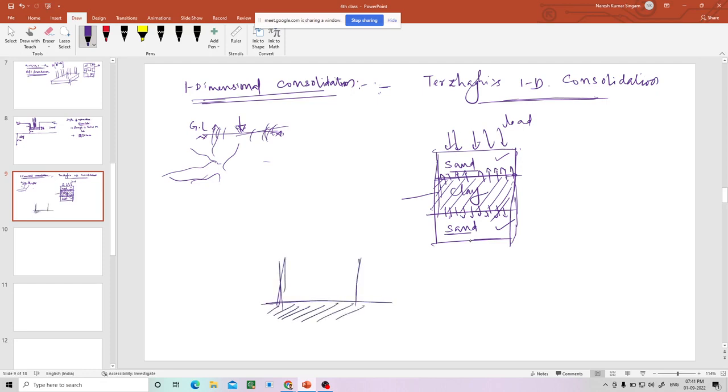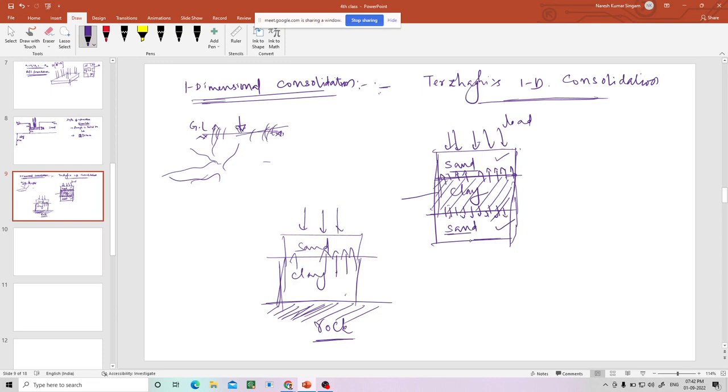Suppose in another condition, let us take there is a clay layer, and there is some rock which is impermeable. This is clay, and there is a sand, and there is some load. What happens when there is a load? Here the water from the clay layer should go up, it cannot enter into the rock, right? This is impervious. So based on these two conditions, we can say whether it is double drainage or single drainage.